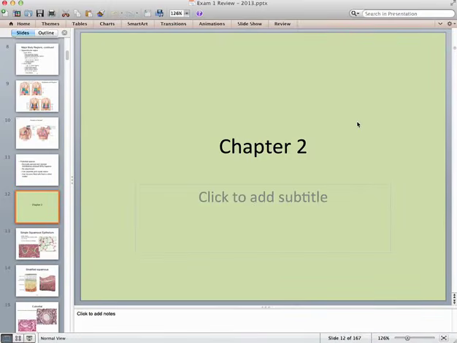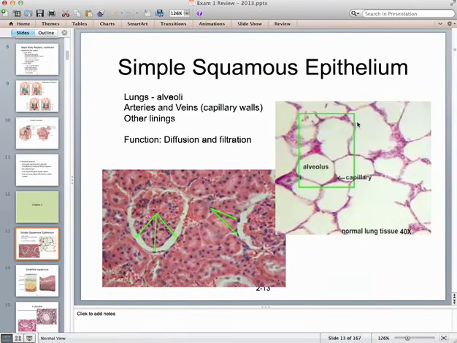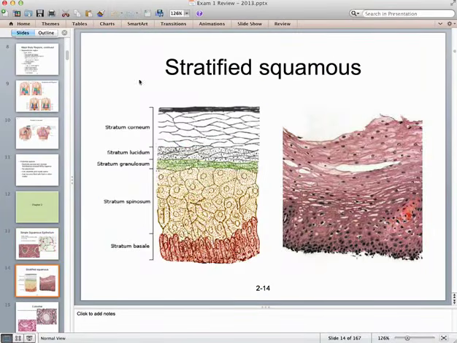So chapter 2, it's where we started talking about cells, and you guys are pretty familiar with the different types of epithelium, and you're going to need to be for the exam. So just be able to identify the difference between, simple squamous, and of course, know some examples of each, specifically lungs, arteries, and veins for simple squamous. We've talked about stratified squamous, and we'll talk about it in more detail in chapter 3.